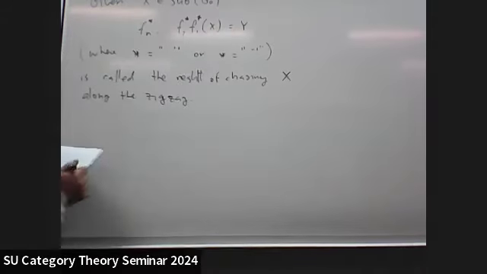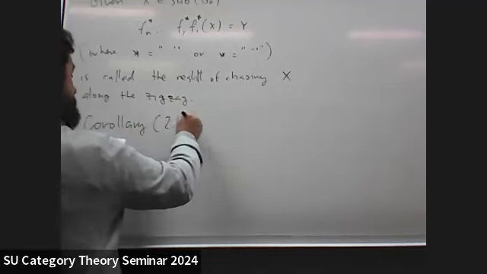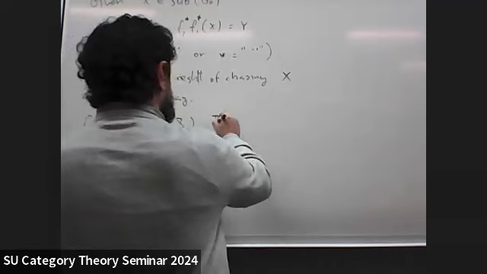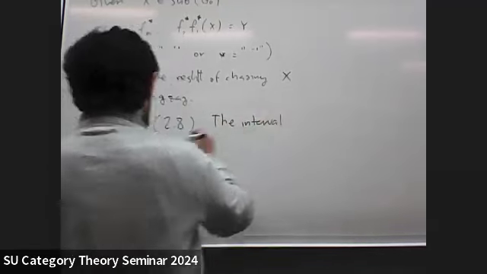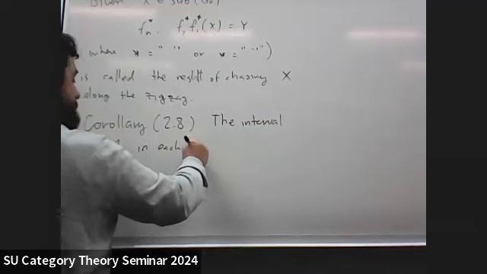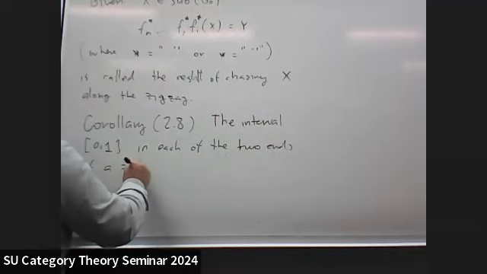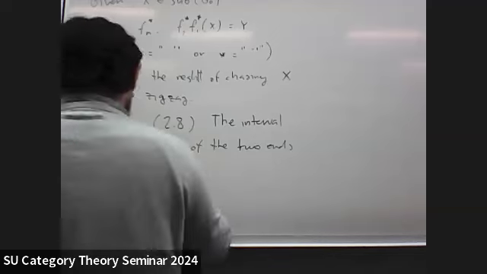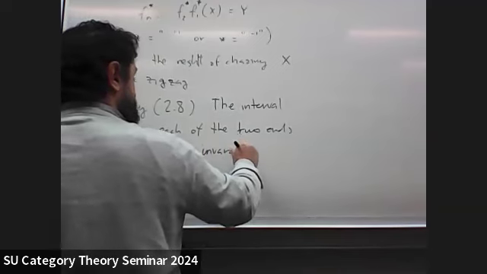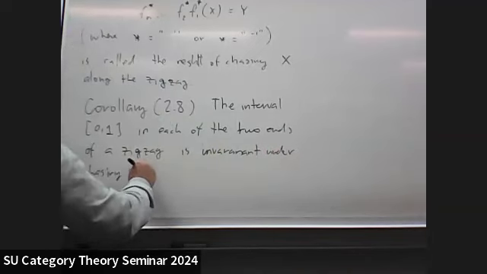Okay, related to this concept of a zigzag, we have a corollary of another thing that I'm not telling you, but the corollary states that the interval 0, 1 in each of the two ends of a zigzag, so this could be any zigzag, is invariant under tracing backward and forward along the zigzag.